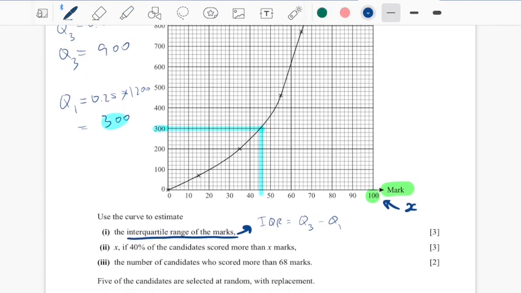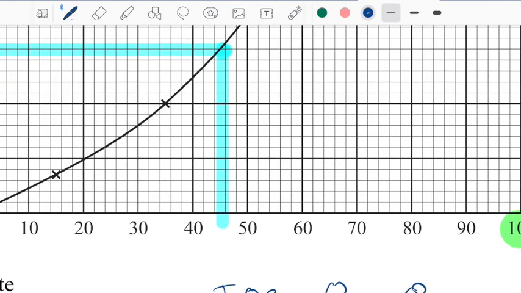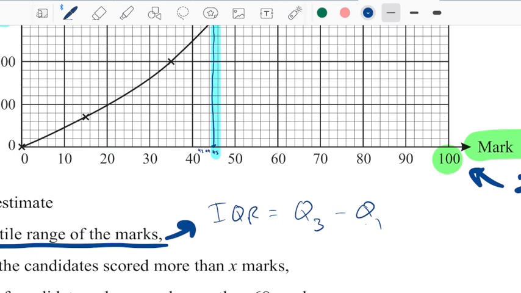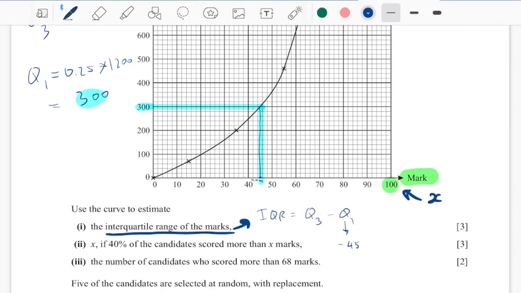Now let's list Q1 out. Here, this is the value I'm looking at. So this is 42, 44. I'll make it 45. So my Q1 is 45. This is the position of Q1, but the value of Q1 is 45.